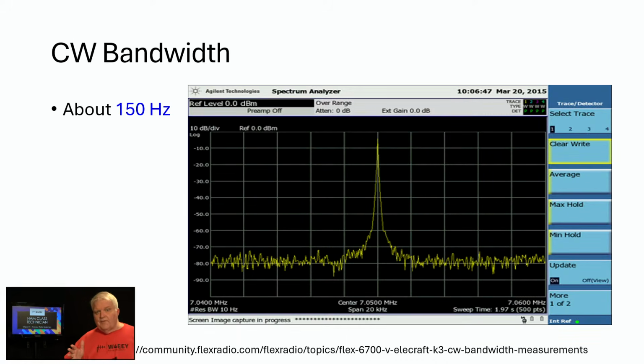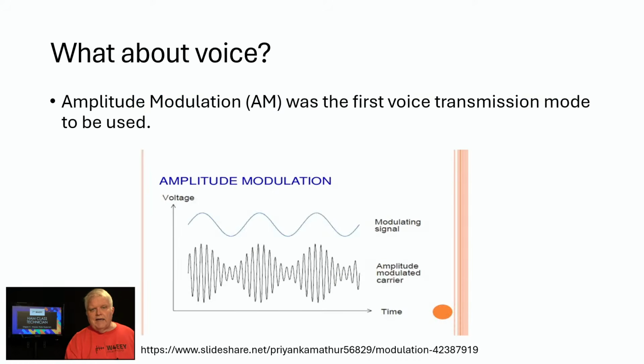All right, so we got started with Morse code. You think about the Titanic. They were using SOS for the first time. Previously, the distress signal had been CQD for CQ distress. But what about voice signals? Well, voice signals were experimented on, and amplitude modulation was the first voice mode that was successfully used.